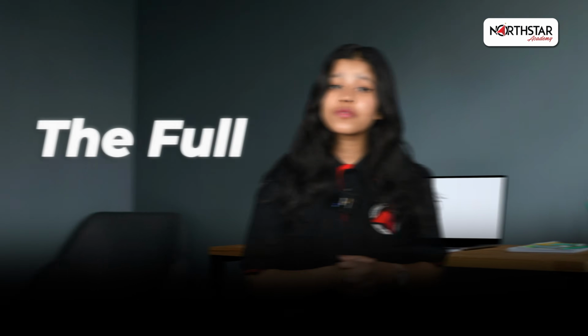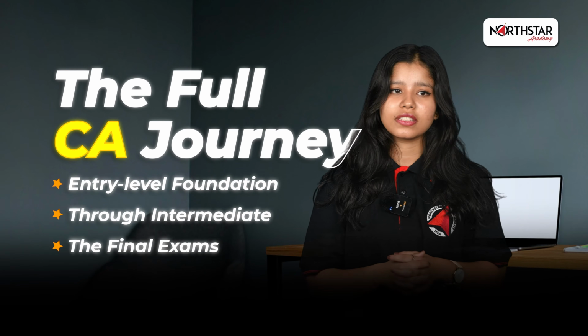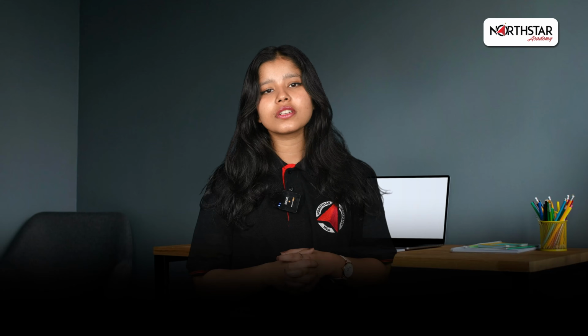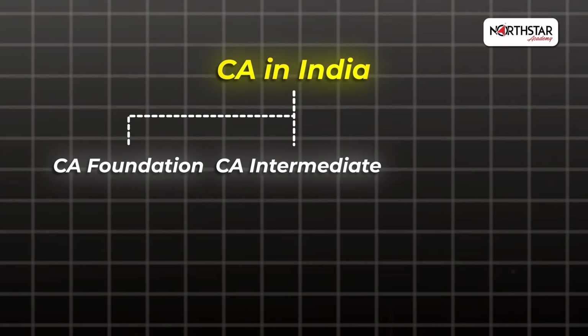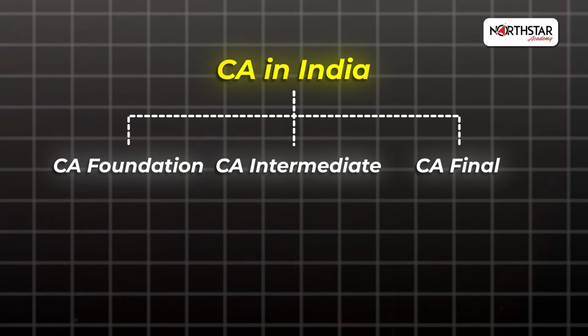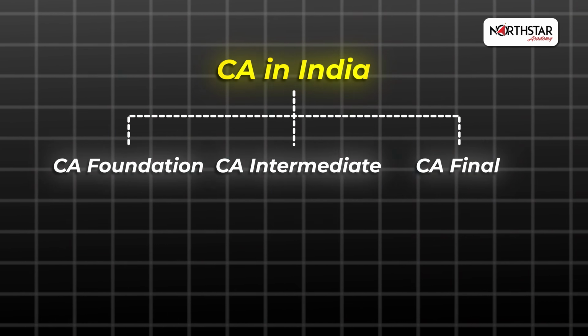In this video, I'll explain the full CA journey from the entry-level foundation through intermediate to the final exams. The Chartered Accountancy course in India is divided into three main levels. The first level is the CA Foundation, the second is the CA Intermediate, and finally, the third level is the CA Final. Let's go through each one of these levels in detail as we move further.